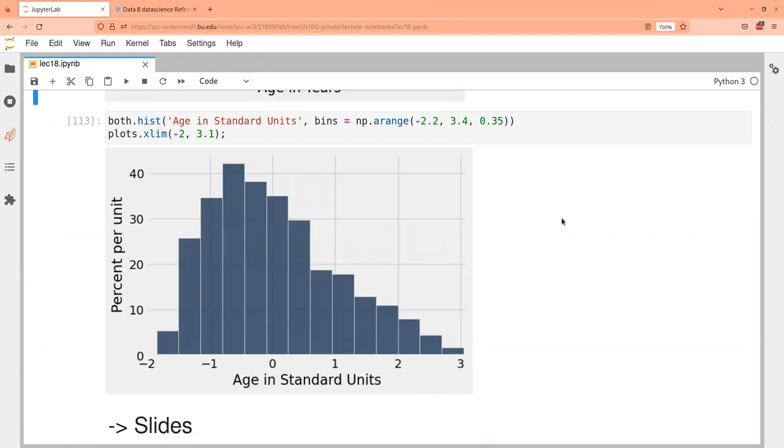So what does that mean you think we could do now? Now that we have the age in standard units, what could we also do? Because we standardized it, and the standard is across the board, so you can now compare any other apple to this orange. Any ideas what we'd want to do next? Come on, somebody has to have an idea.